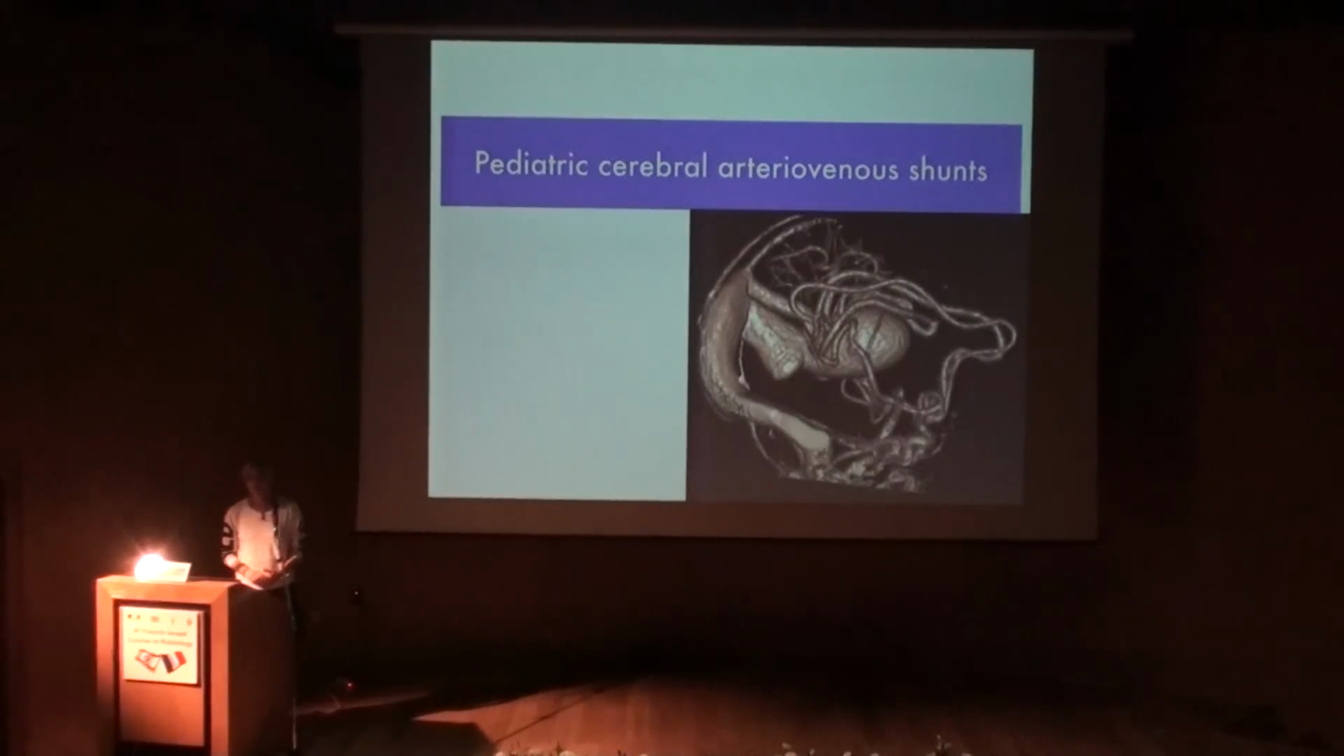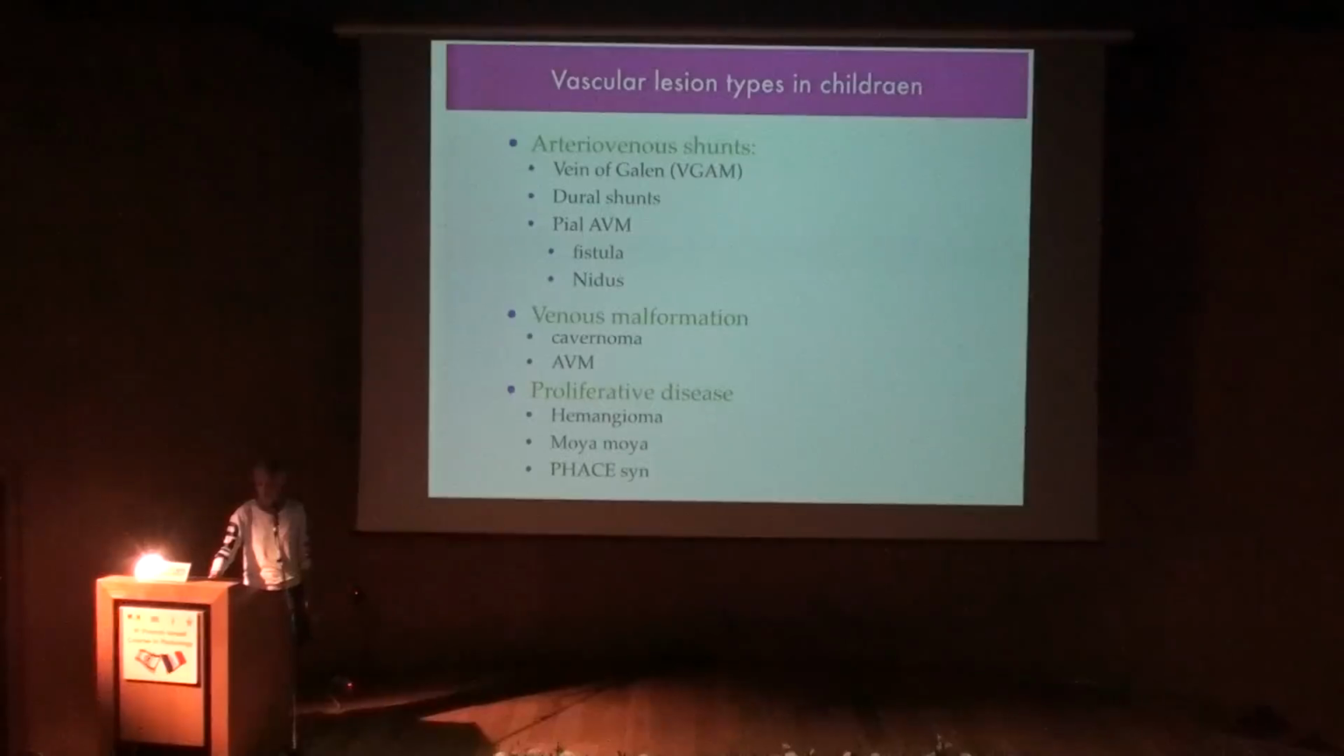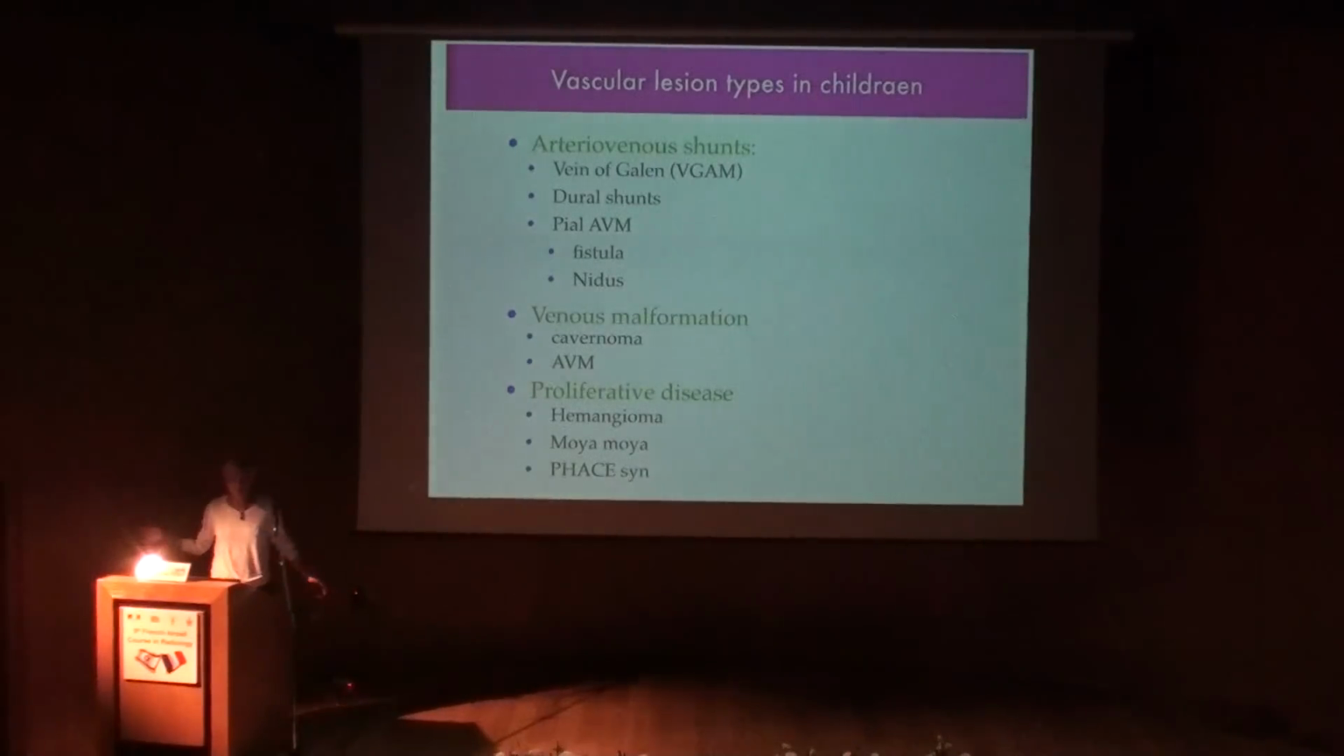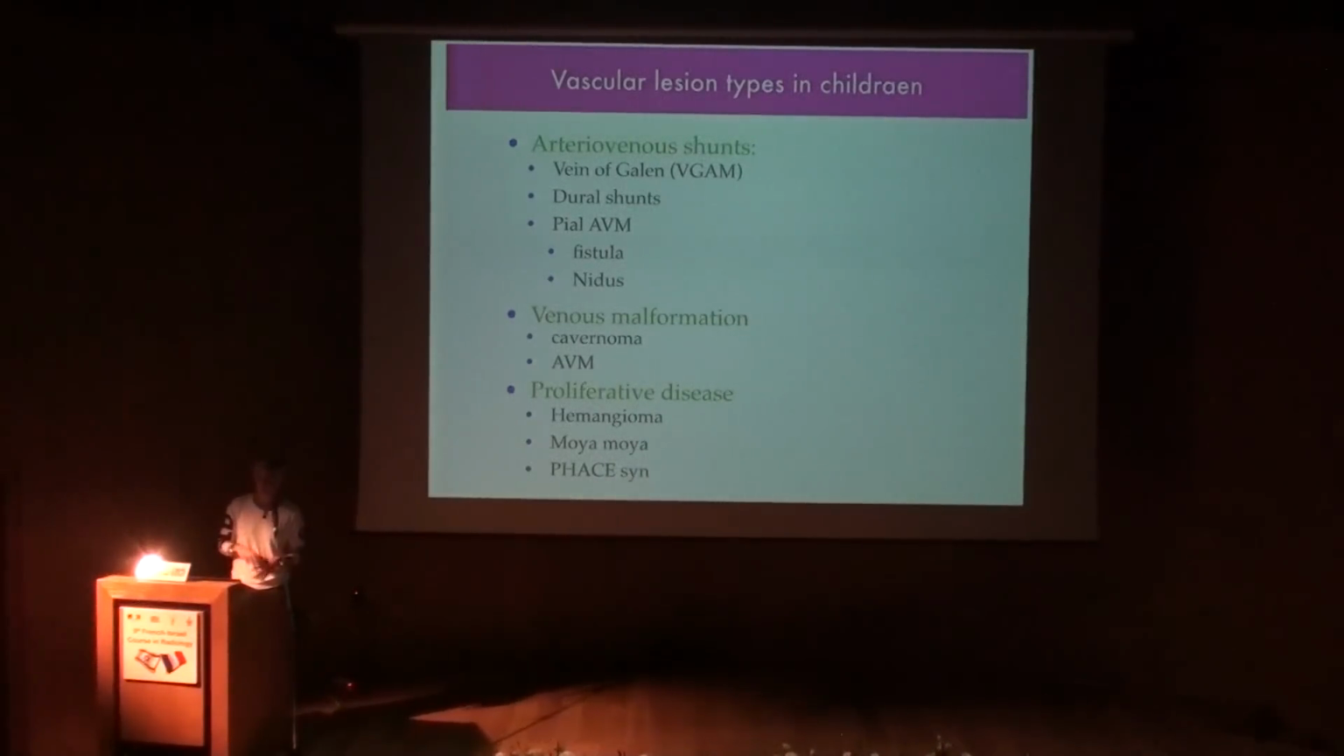Okay. A few words about pediatric cerebral arteriovenous shunts. And this is not about teaching you about the shunts. This is just giving you a little bit of the feeling. People try to make a lot of vascular diseases and try to put them into groups. So we have the arteriovenous shunts. Okay, any disease where you have a straight connection between artery and vein is an arteriovenous shunt. So we have the vein of Galen malformation, we have dural shunts, and we have the pial AVM.